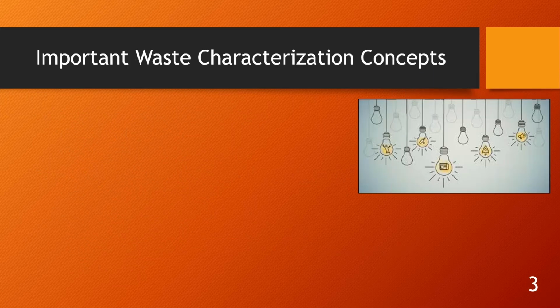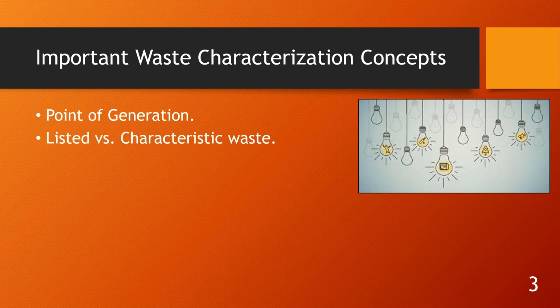All right, some important concepts I wanted to bring out. The first one is point of generation. The way RCRA works is your waste is regulated from the cradle to grave. So that cradle is the point of generation. And one of the important concepts with remediation waste is what is a listed waste versus what a characteristic waste is. Let me see a show of hands for people that feel really confident about that. Characteristic versus listed. Okay, not too bad. All right.